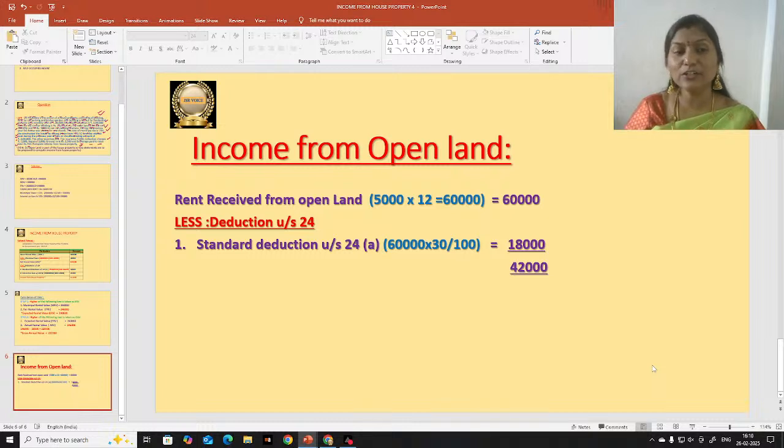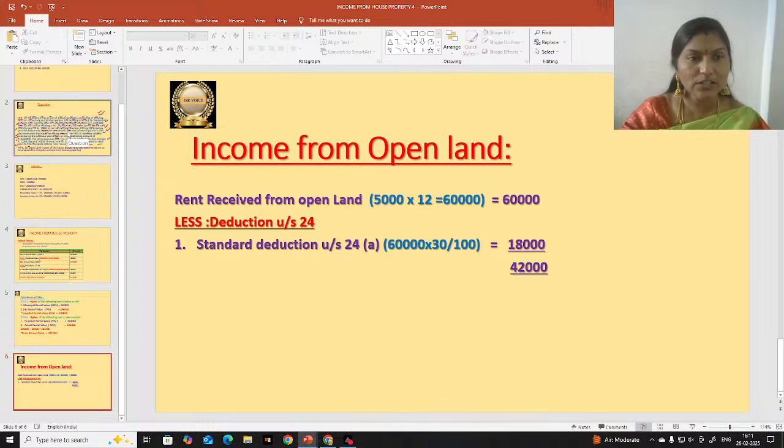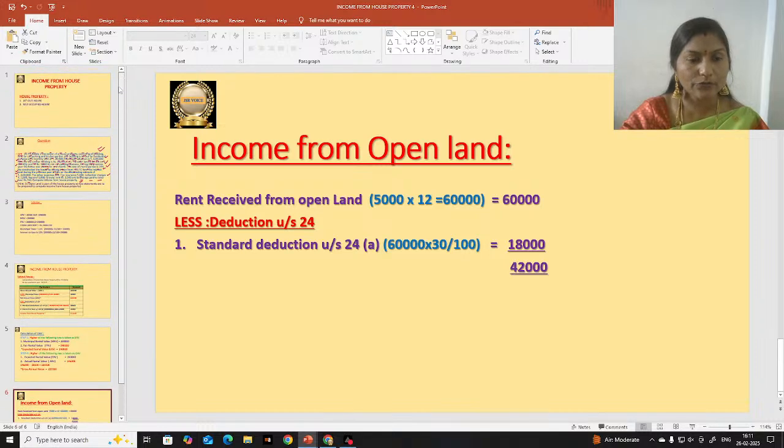Okay, here he is having two incomes. One is income from house property of that building, and here open land 42,000. Hope this is clear for everyone. Okay, in case of any doubts you can mention in the comment section. I will show the complete solution of this.